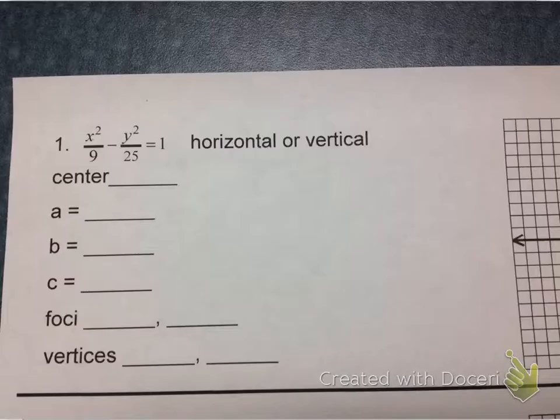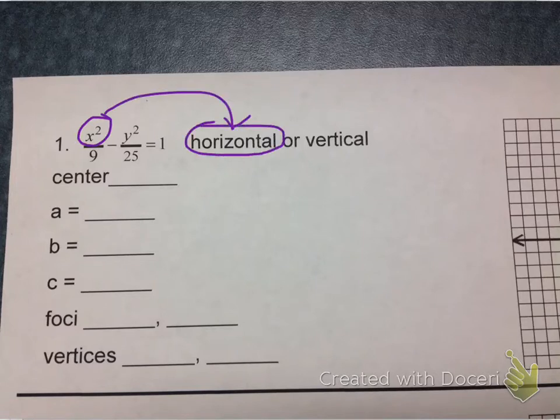So let's look at an example. I have x squared over 9 minus y squared over 25. Because of the x squared being first, that's going to make this be horizontal. It has nothing to do with the denominators. Now a squared is going to be 9, because it is first.